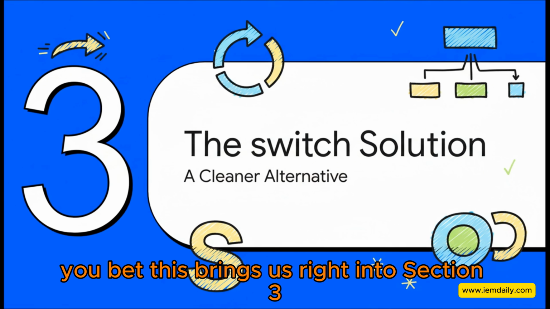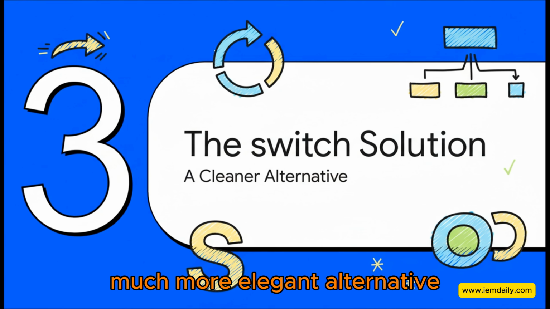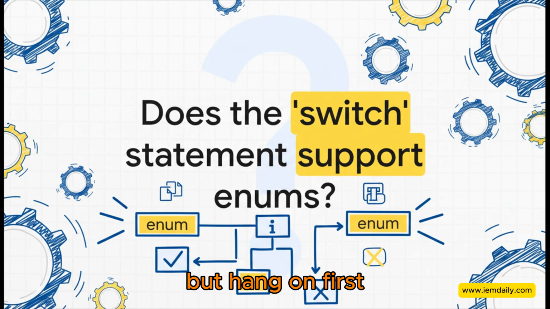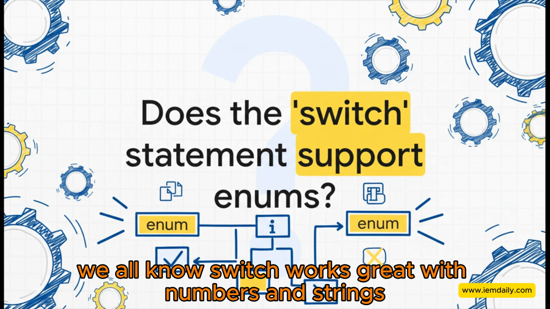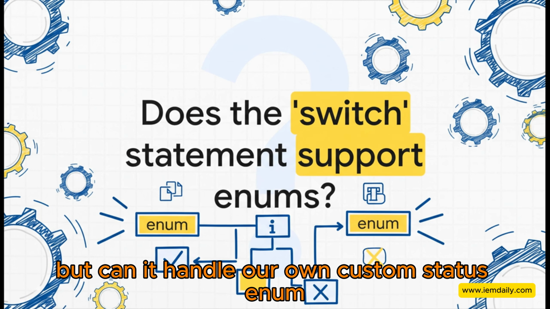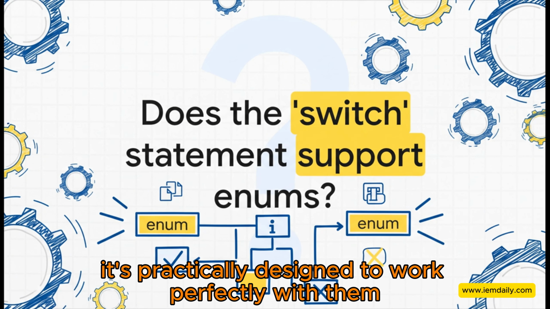You bet. This brings us right into section 3, the switch solution. This is a much cleaner, much more elegant alternative. But hang on. First, a really important question. We all know switch works great with numbers and strings, but can it handle our own custom Status enum? The answer is a big, loud yes. In fact, it's practically designed to work perfectly with them.